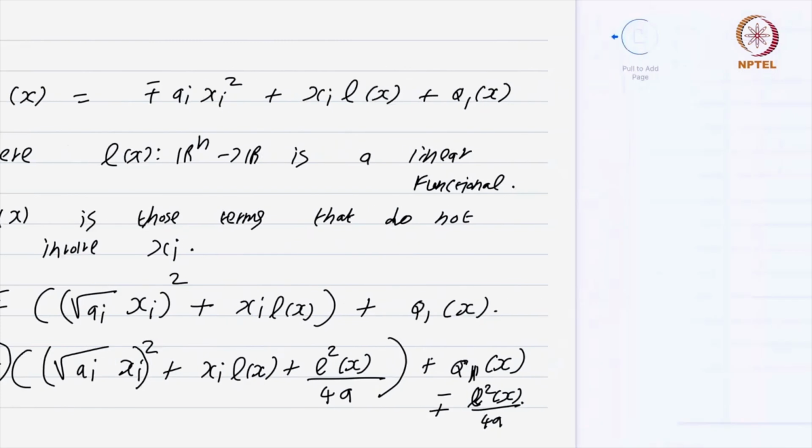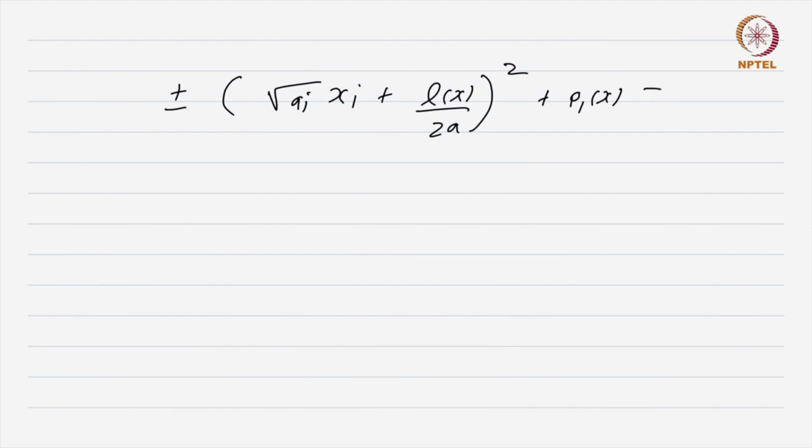What we do is the following: we complete the squares and write the first term as plus or minus square root of ai times xi plus L of x by 2a, the whole squared, plus q1 of x minus or plus L squared of x by 4a.